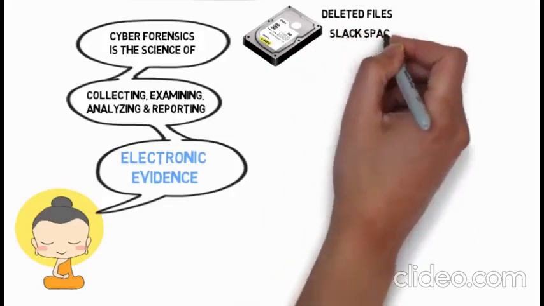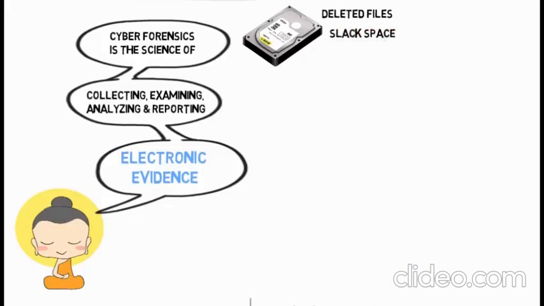Then we have slack space. All file systems use file allocation units to store files. Even if a file requires less space than the file allocation unit size, an entire file allocation unit is still reserved for the file. For example, if the file allocation unit size is 32 KB and a file is only 7 KB, the entire 32 KB is still allocated to the file, but only 7 KB is used, resulting in 25 KB of unused space. This unused space is referred to as file slack space, and it may hold residual data such as portions of deleted files.